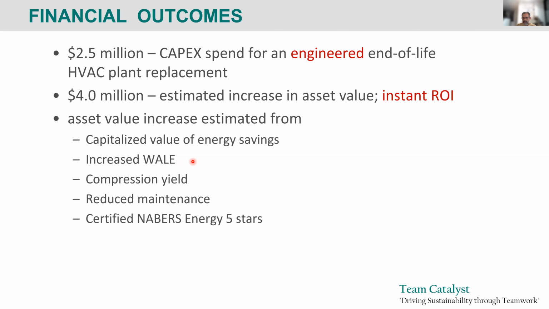And the guy tried to explain to me what this yield compression was, and for me, it was gobbledygook. But obviously, it meant something to him, and he was quite pleased about that. There was also reduced maintenance, because the newer equipment didn't need much maintenance at all compared to the 25-year-old kit that they did have. And at that time, I think it was the only building that had a NABERS 5-star.